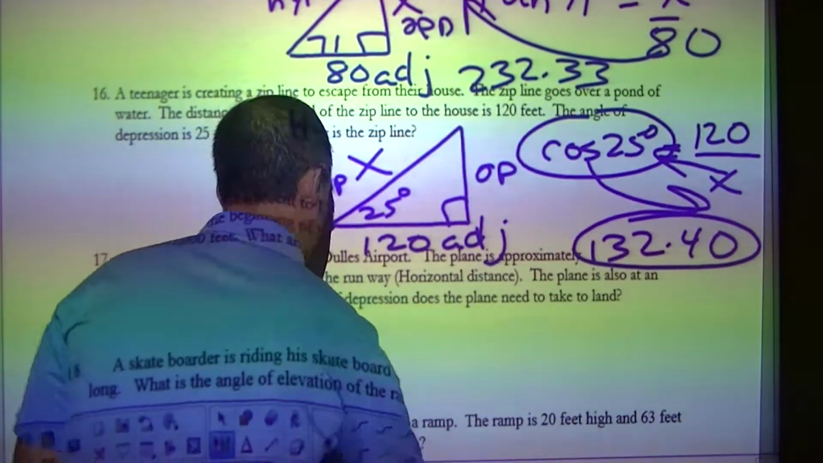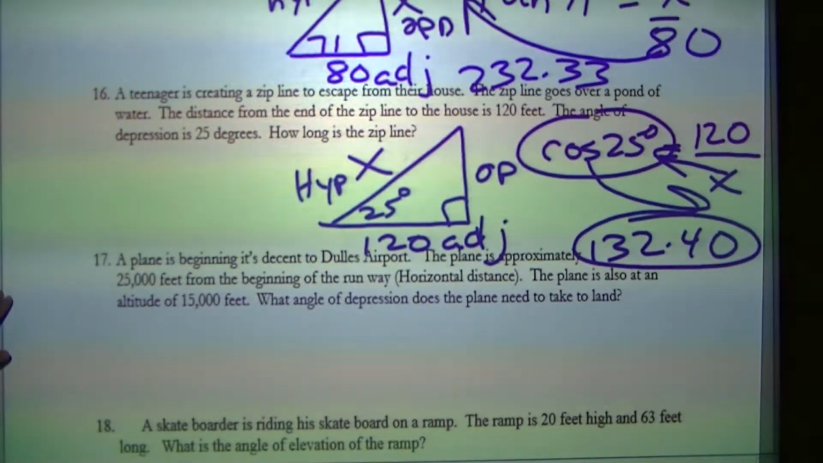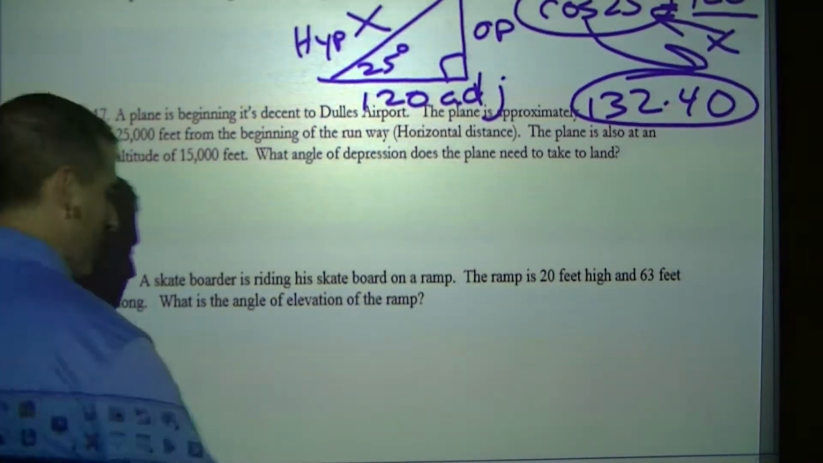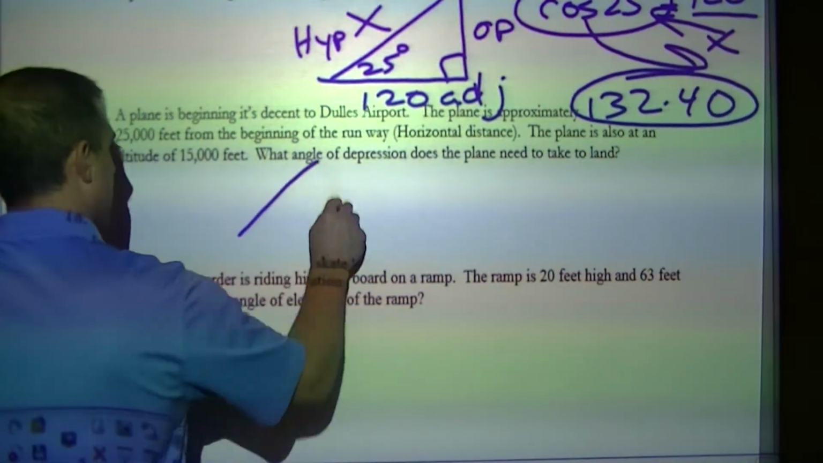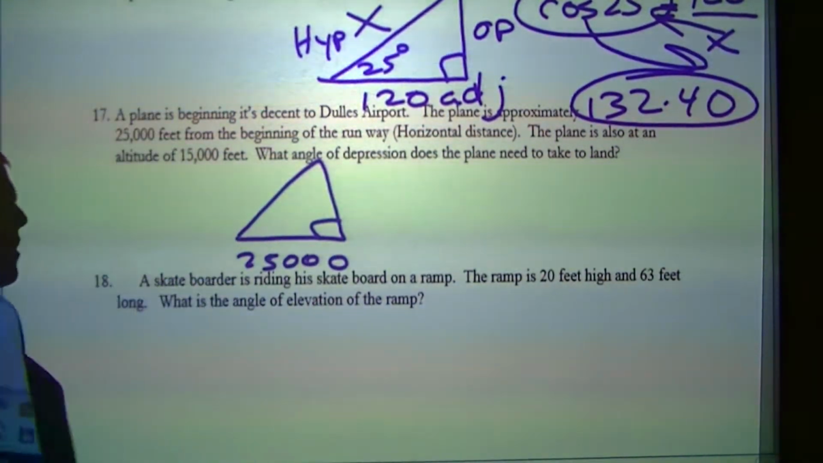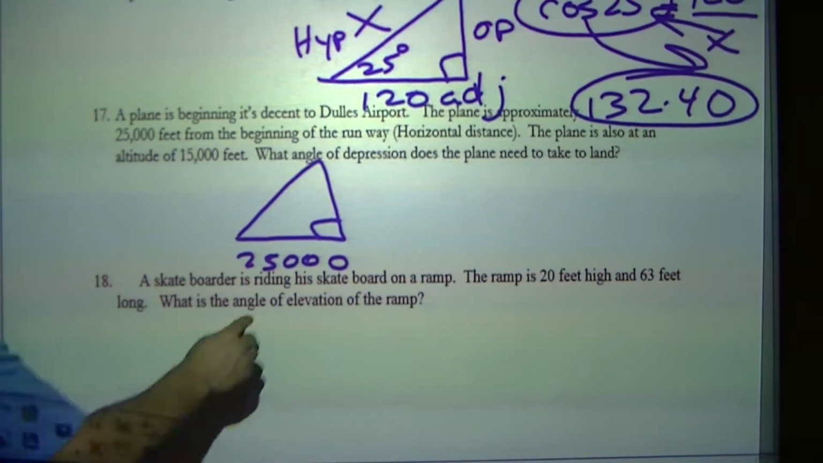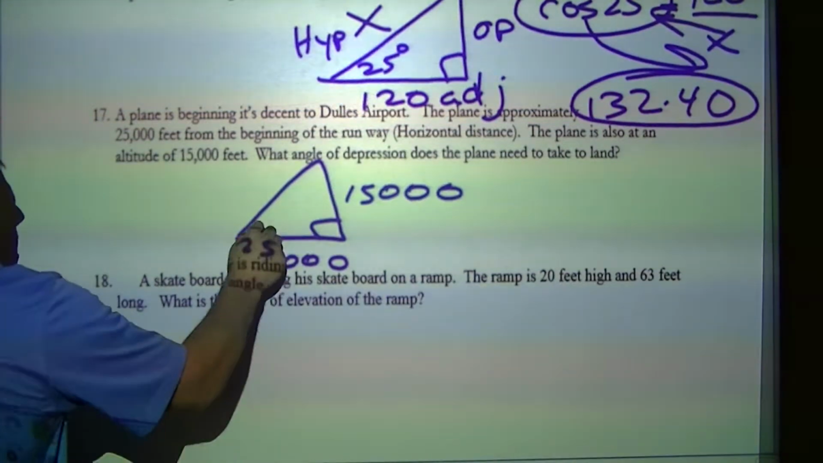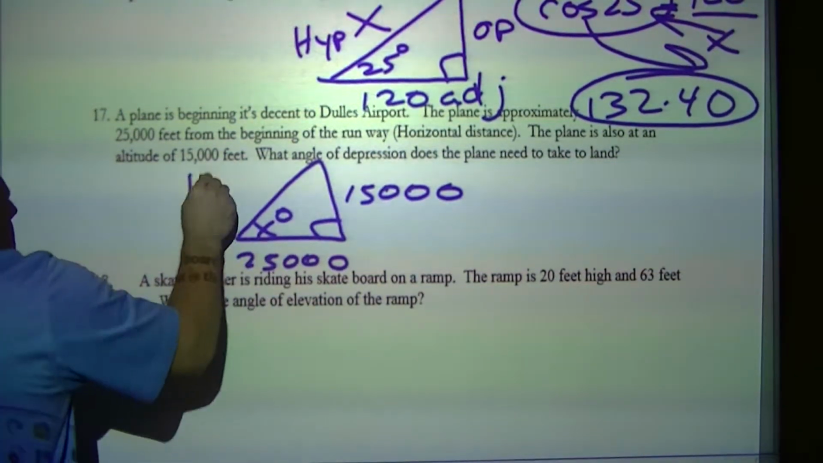That's going to be my answer there. Okay, a plane is beginning to descend to Dulles Airport. The plane is approximately 25,000 feet from the beginning of the runway, a horizontal distance. Okay, the plane is at an altitude of 15,000 feet. So altitude means height. What is the angle of depression? So that's what I want to find.